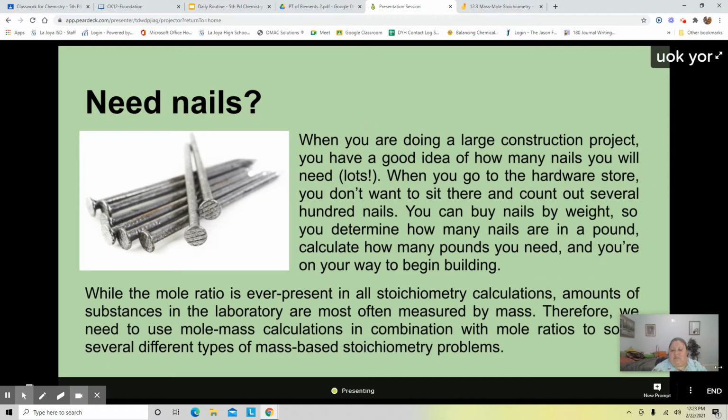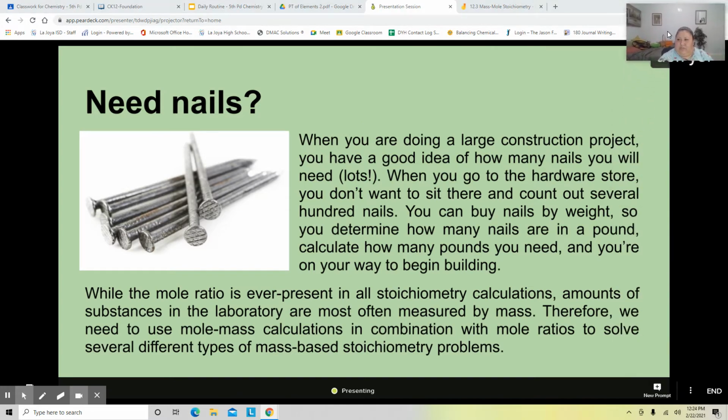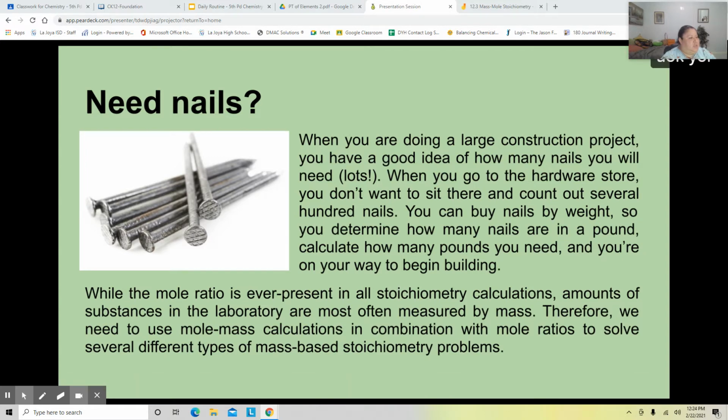So anytime you're doing Mass-Mole Stoichiometry, you're going to be doing a lot of calculations, okay? So you need to remember how to do molar mass, and you need to remember how to do mole ratio, because those are the two skills that you're going to need in order to be successful in this section.